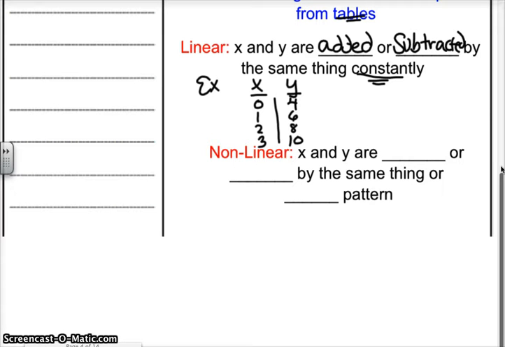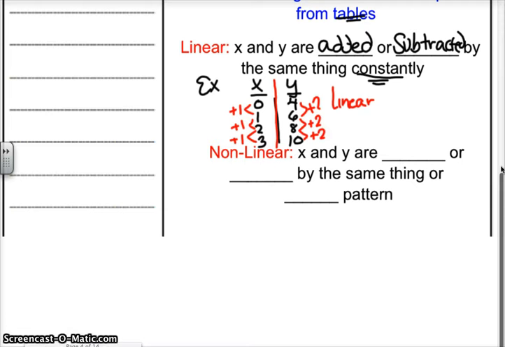And when we say they're changing, they are being added and subtracted by the same thing constantly, what that means is I look at my x's. I look at two different parts. My x here, I added 1. I added 1. Same thing. I added 1. My y's, it looks like I added 2. From 6 to 8, I added 2. From 8 to 10, I added 2. This is a linear relationship because the x and y's are being added by the same thing constantly.